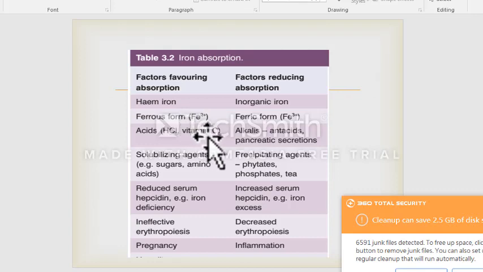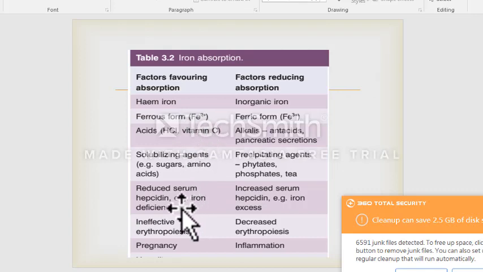Vitamin C basically reduces Fe3 form of iron into Fe2 form. Therefore, iron absorption will be enhanced. If there are certain other factors like reducing sugars present in our diet, similarly amino acids which have the capability to reduce Fe3 form of iron into Fe2 form, so its absorption will be increased.